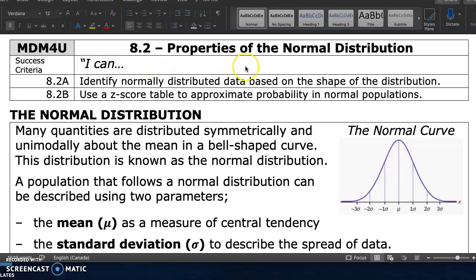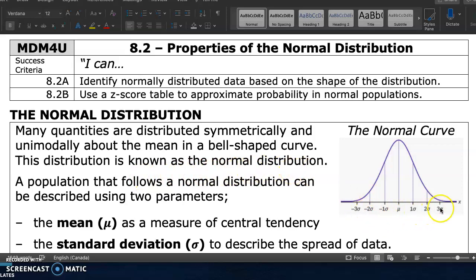MDM4U 8.2, properties of the normal distribution. So the normal distribution: many quantities are distributed symmetrically and unimodally about the mean in a bell-shaped curve. This distribution is known as the normal distribution.